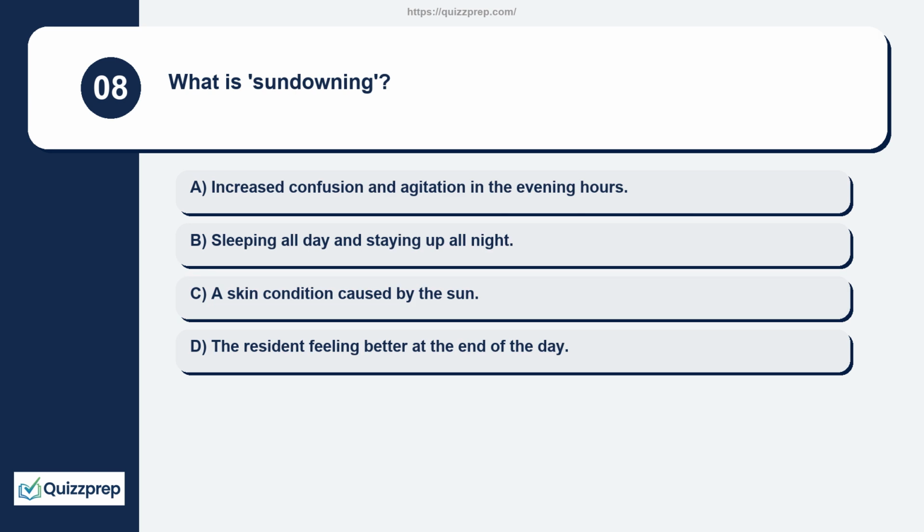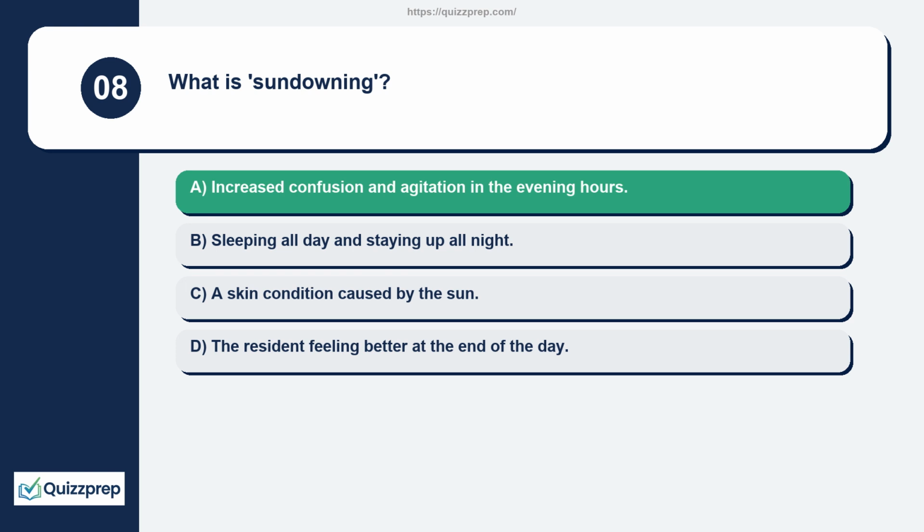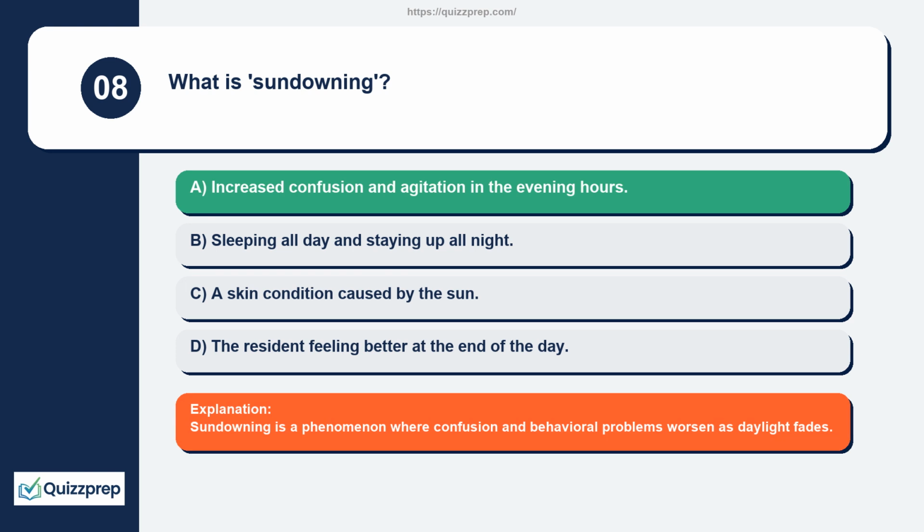Question 8. What is sundowning? Increased confusion and agitation in the evening hours. Sleeping all day and staying up all night. A skin condition caused by the sun. The resident feeling better at the end of the day. Sundowning is a phenomenon where confusion and behavioral problems worsen as daylight fades.